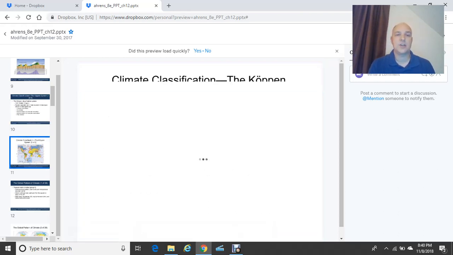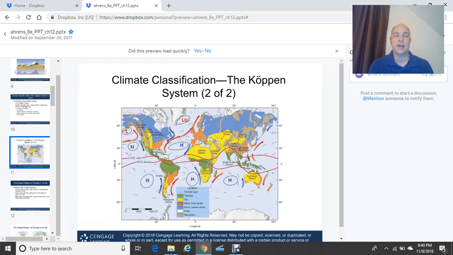So let's take a look at the graphic here for the Köppen climate classification system. All right. You look at the pressure system patterns here.